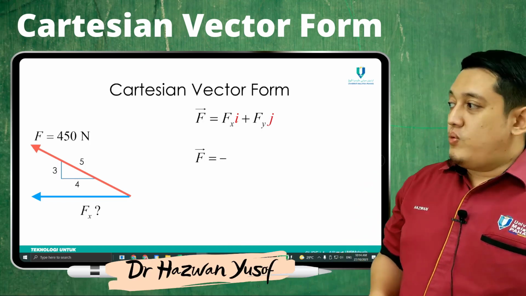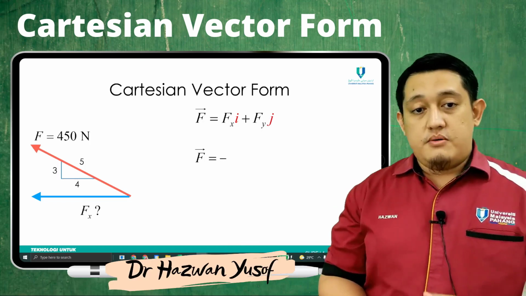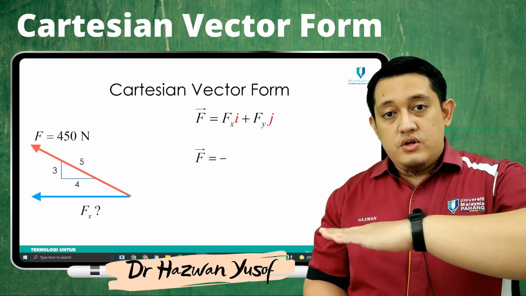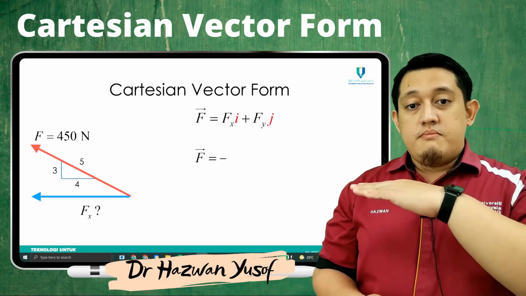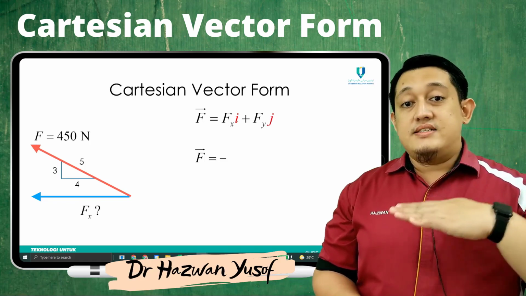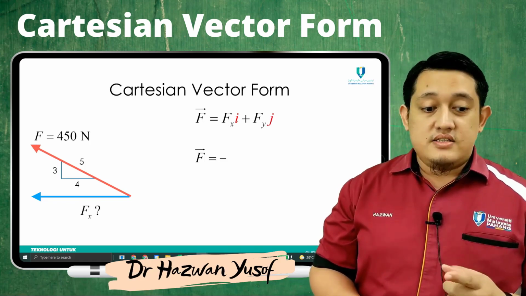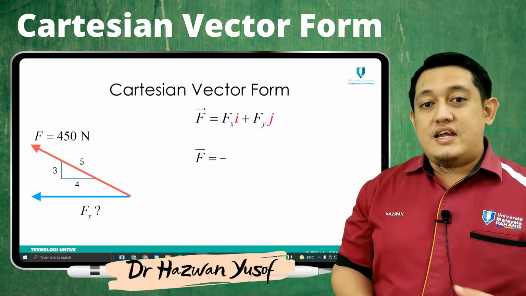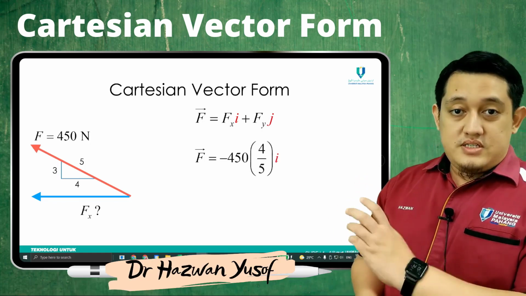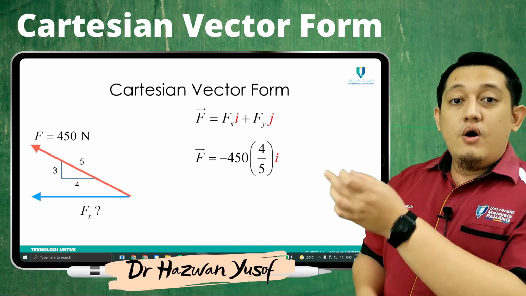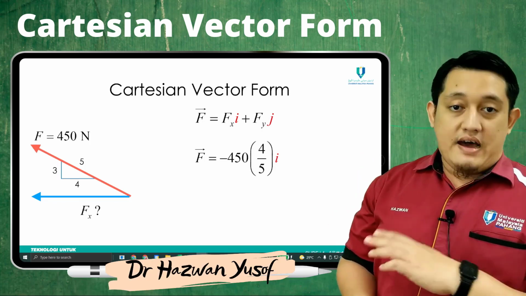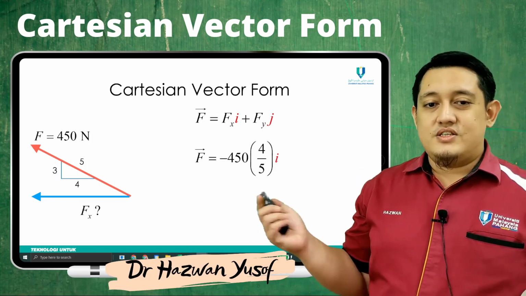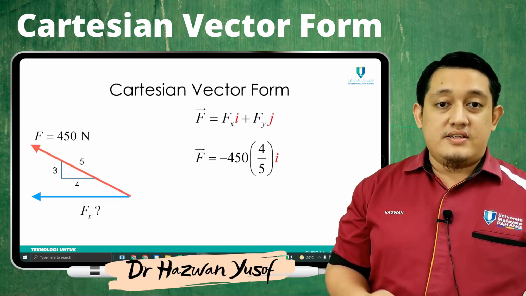And then when we want to resolve it from this 450 to the x direction here, we must take the value that has the same direction as x, which is 4. So what we need to do is 450 times the same direction as Fx, which is 4, over the hypotenuse 5. So this one is for Fx i.